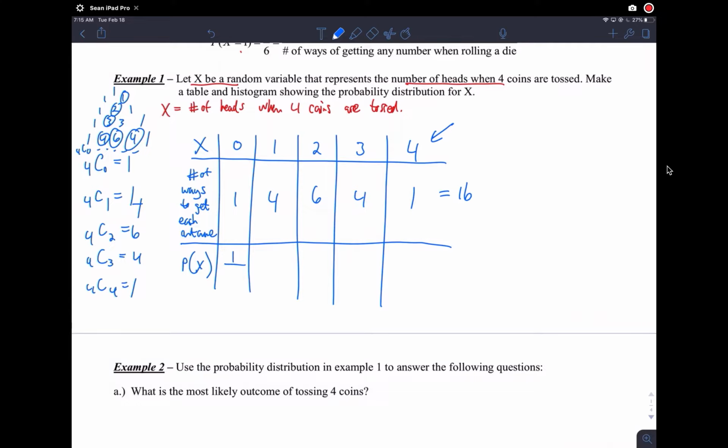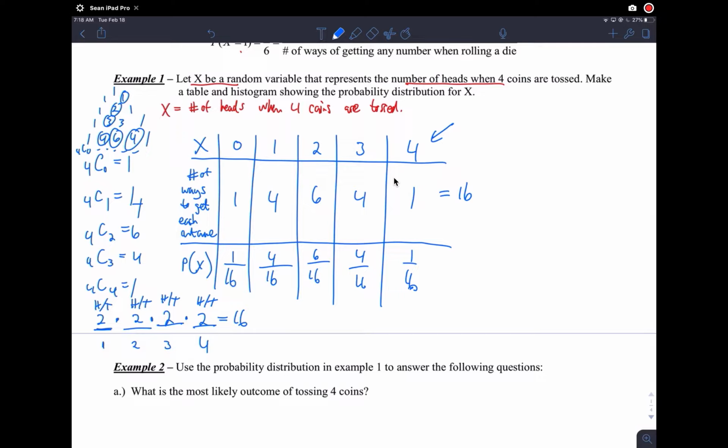Okay, 16 outcomes. You can think about that another way and say there's 2 possible outcomes on the first coin toss, a head or a tail. And there's 2 possible outcomes on the second coin toss. Let's say this is coin 1, coin 2, that's head or tail. And then coin 3, another 2 possible outcomes, head or tail. And on coin 4, another 2 possible outcomes. That's also 16. So either way, the total number of outcomes is 16. So now we have the number of outcomes for each event divided by the total number of outcomes.